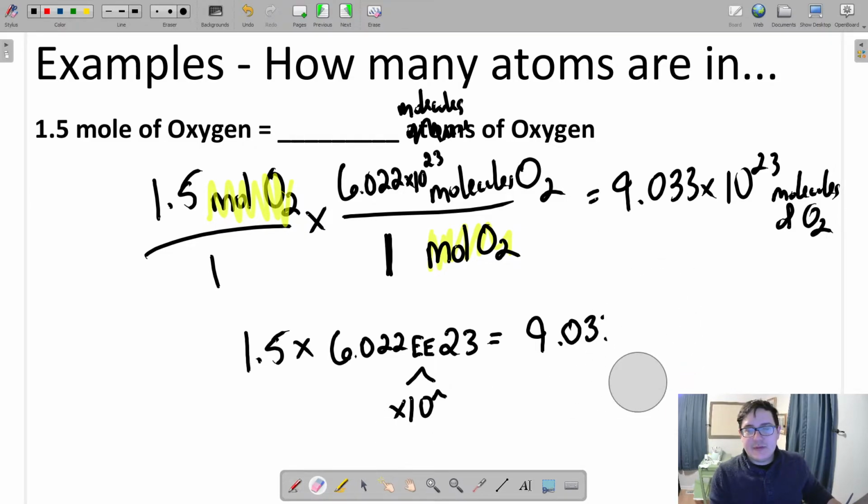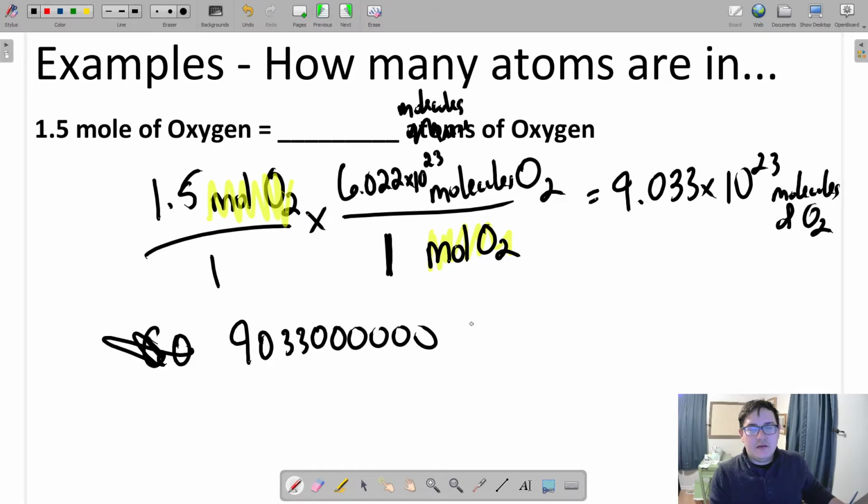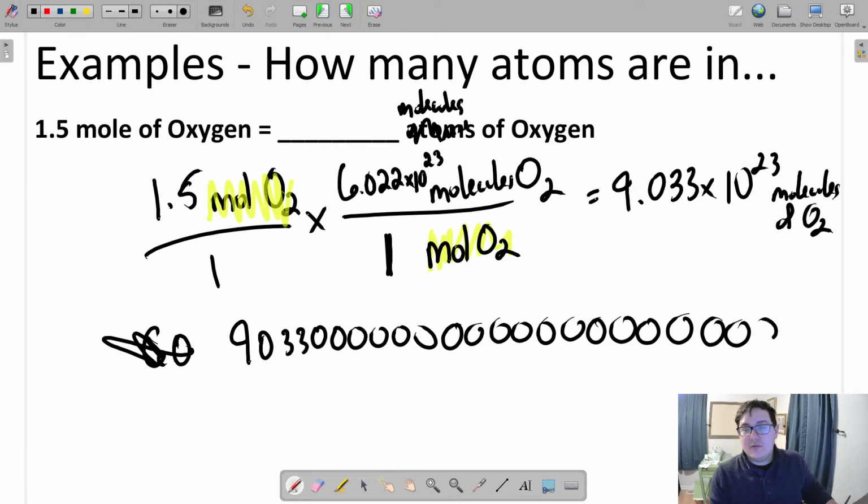Now, to put that in perspective, how many molecules would that actually be? Let's count that out. I start with the number 9, then 1, 2, 3, 4, 5, 6, 7, 8, 9, 10, 11, 12, 13, 14, 15, 16, 17, 18, 19, 20, 21, 22, 23. That is a big, big, big number.